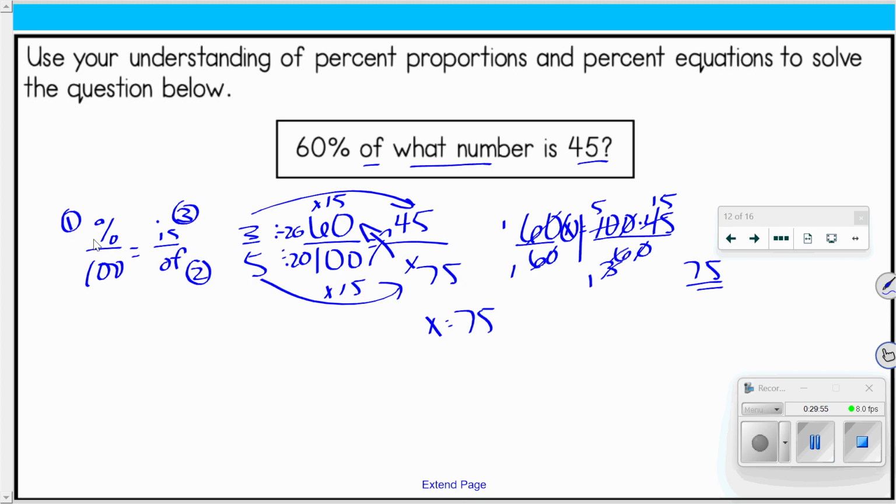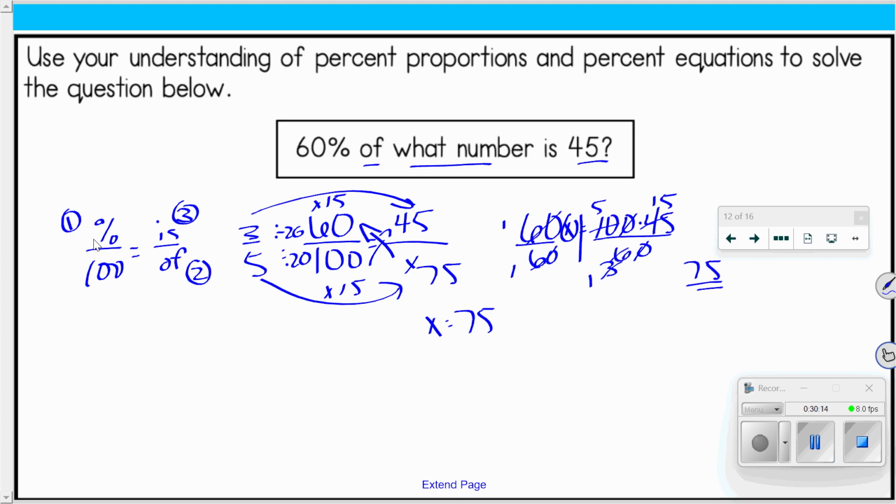Yes, as long as you don't make math errors. For those of you that are struggling with how I am simplifying, this is just number sense. If you're not there yet, that's okay. You could do 100 times 45 and then divide that by 60. You should get the same answer unless you make a math error. You're just dealing with a lot bigger numbers.